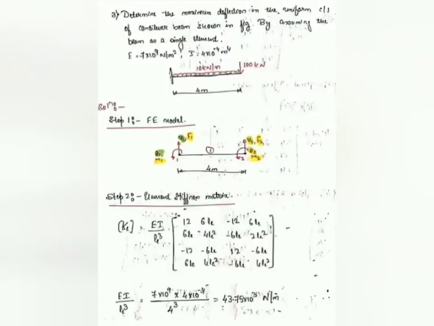Determine the maximum deflection in the uniform cross-section of cantilever beam shown in figure by assuming the beam as a single element. The value of Young's modulus is given 7 into 10 raised to 9 Newton per meter square. And also moment of inertia I is also given as 4 into 10 raised to minus 4 meter raised to 4.